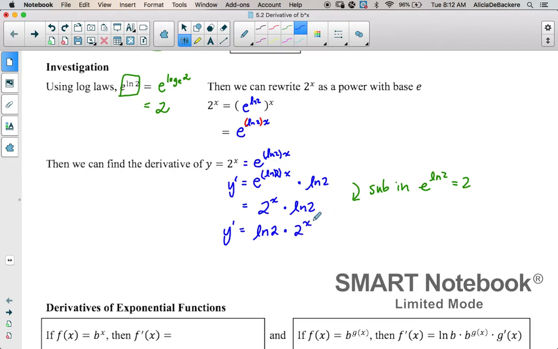Now be careful here, the x only goes with the 2. There is no exponent on ln 2. It's kind of like when I see people do this sometimes. If I had 3 times 2 to the x, this does not simplify as 6 to the x because the 3 has no exponent, so I can't just combine them. So just watch out for that.